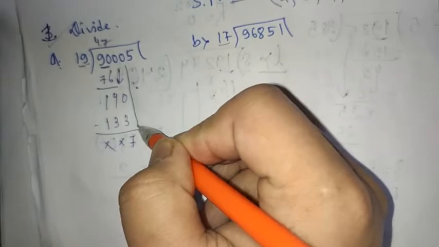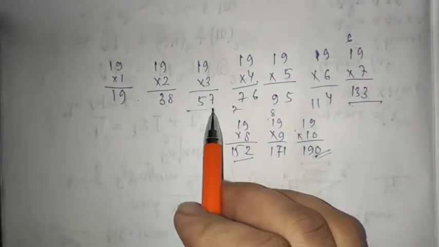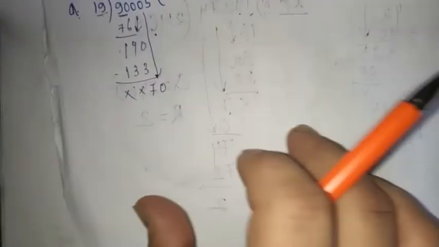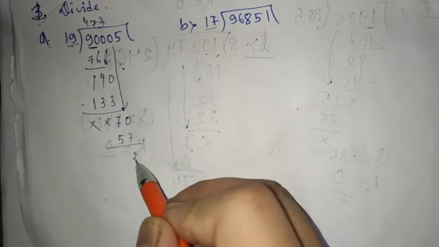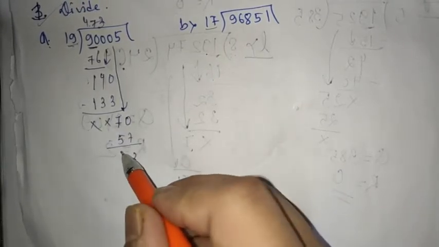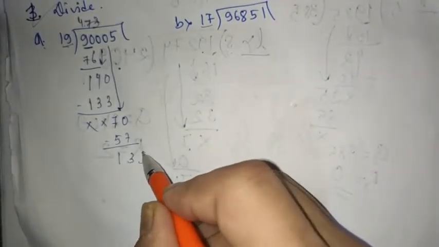So what will come down? 0 will come down. Now where is 70? Search. No, not 70, but we'll get 57. That is 19 3s is 57. So when you subtract this, you're going to get 6s. So 6 minus 5 is 1. What will come down? 5 will move down.